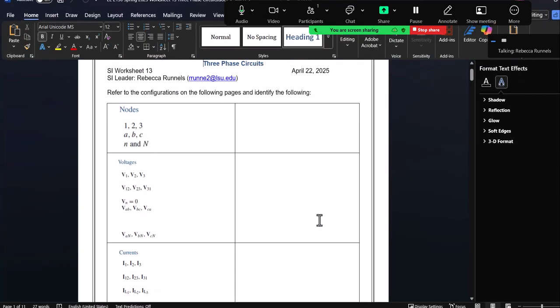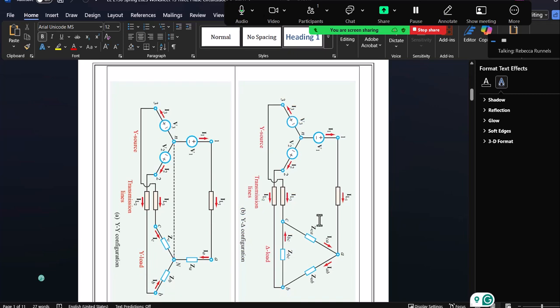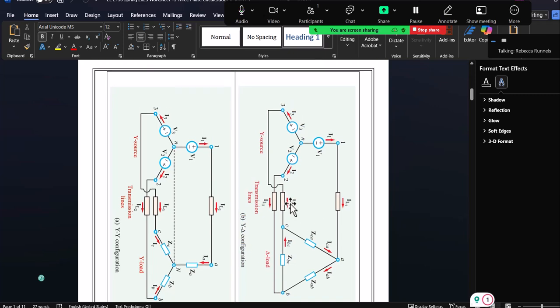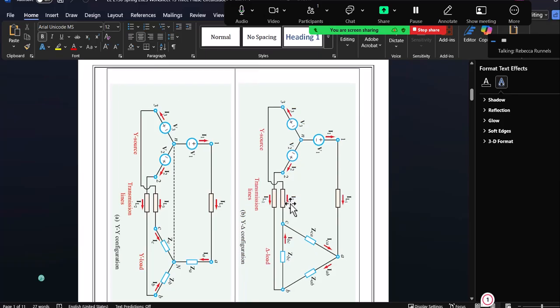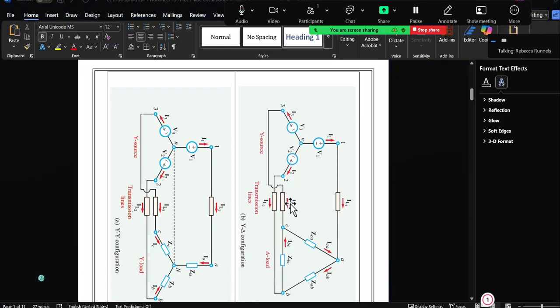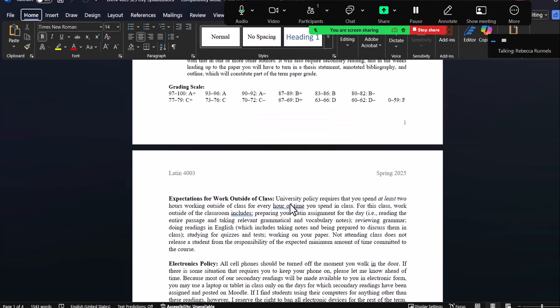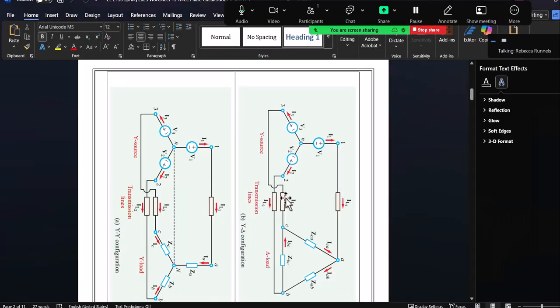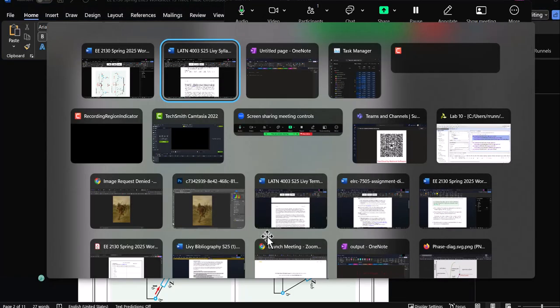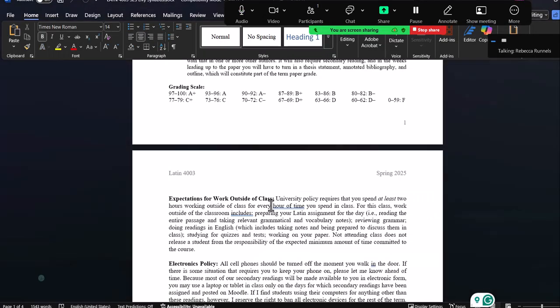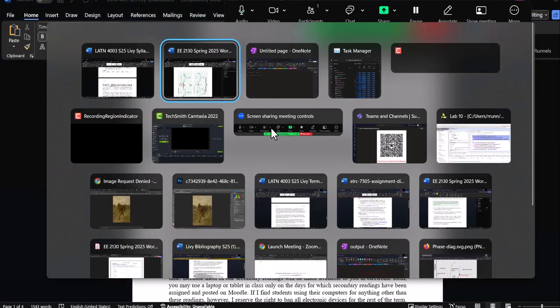So I have this first page just for you to look at and to kind of crystallize the two different types of three-phase circuits. So we have the Y configuration and the delta configuration. Did y'all do Y and delta in circuits 1? Yeah. Okay.